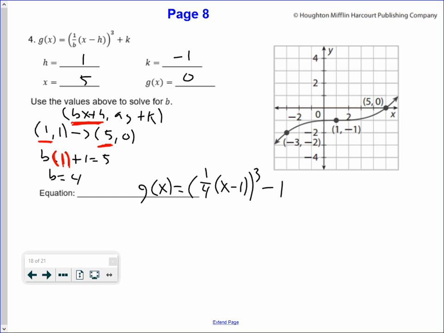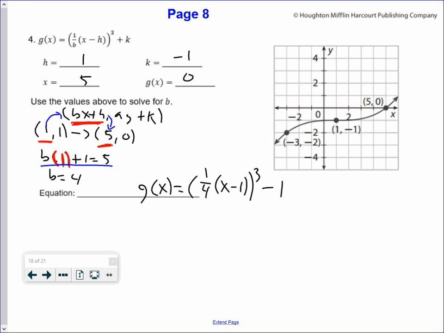So again, g of x equals 1/4 times x minus 1 all cubed minus 1. So remember, we take this x value, we plug that into bx plus h, and that gives me that 5. So that's how you solve it out. Take the x value, put it into bx plus h, and that should equal 5. And that's how we get this equation right here of bx plus h, where x equals 1, and h equals 1, equals 5. You get your b value. And remember, g of x will equal 1 over b, so 1 over 4, x minus h cubed minus 1, and that's the equation you should get.